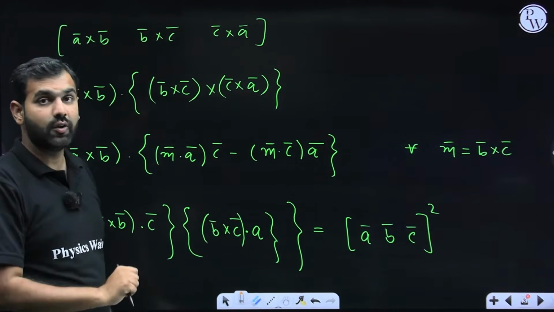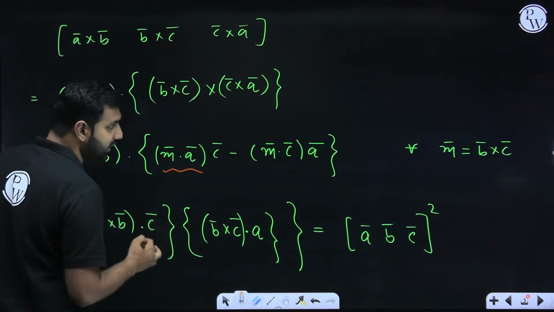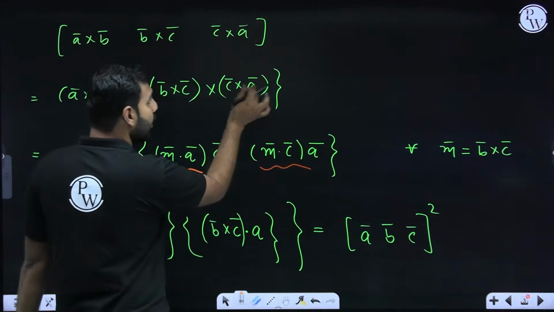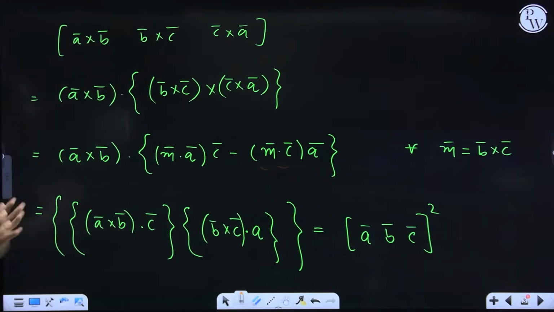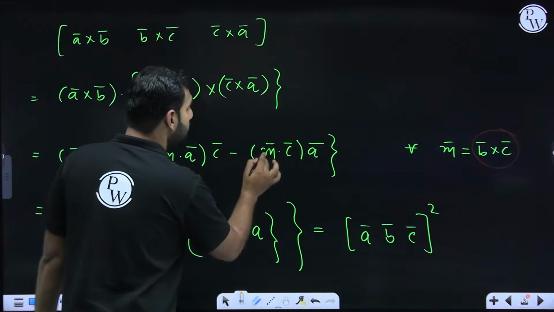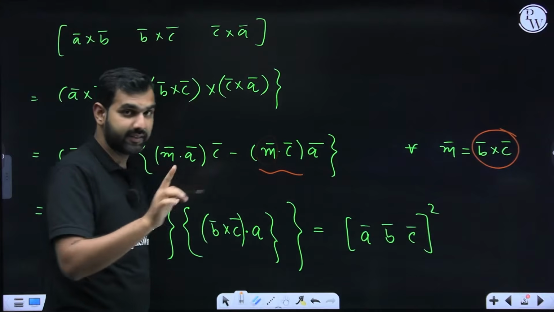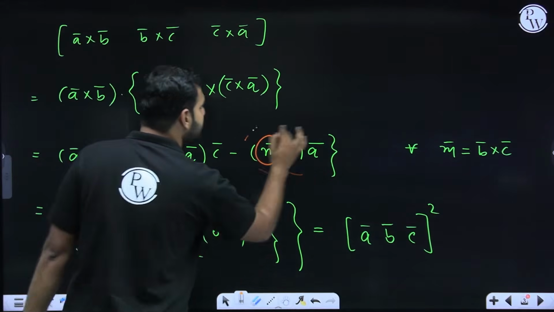We know the vector triple product. So M cross C cross A is given by M dot A of C minus M dot C of A, where M is B cross C. And outside we already have this A cross B. We know that M is B cross C. So B cross C dot C will be 0 because B cross C and C will be perpendicular to each other. That means this entire term becomes 0.